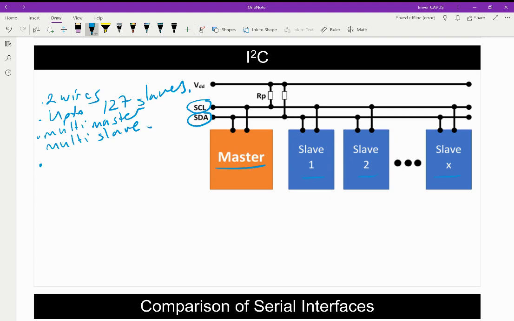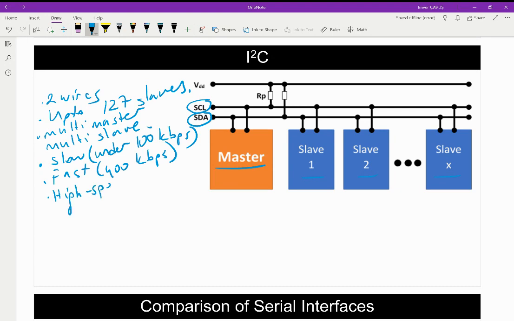So there are different speed options. So it could have a slow speed, so you can configure it to run slowly. So this is slow, meaning under 100 kilobit per second. Or it can be in a fast mode. So this is 400 kilobit per second. Or you can configure it in a high speed mode, which is 3.4 megabit per second.